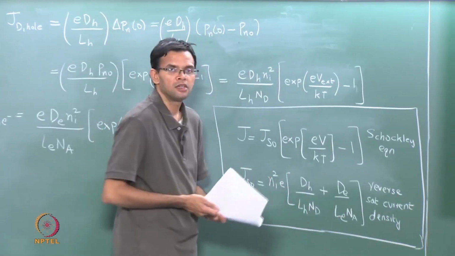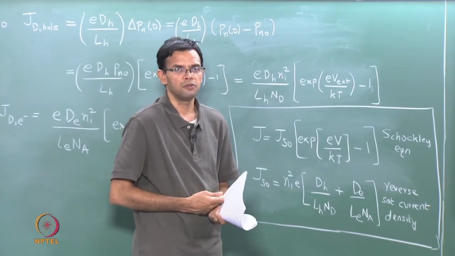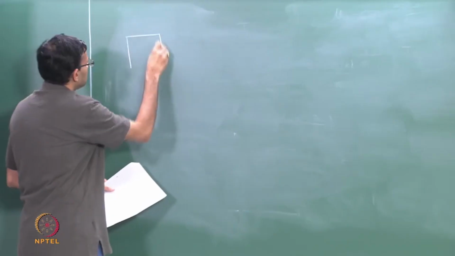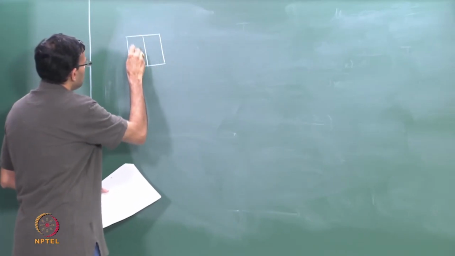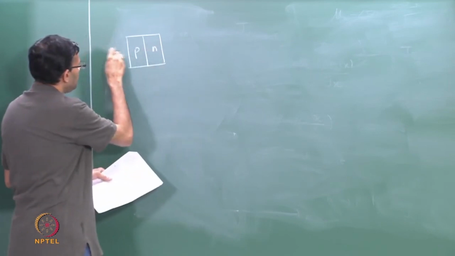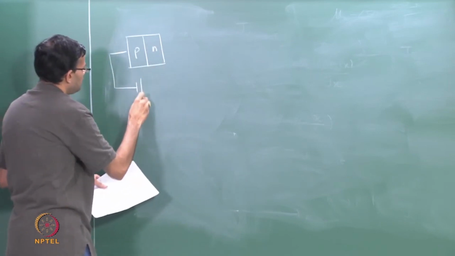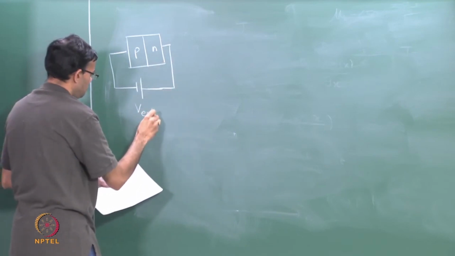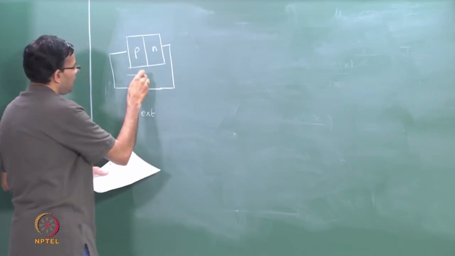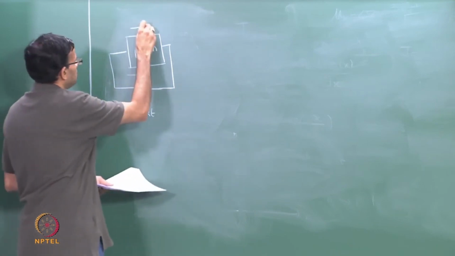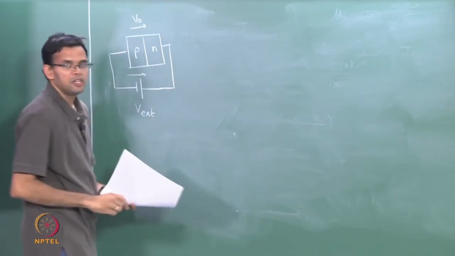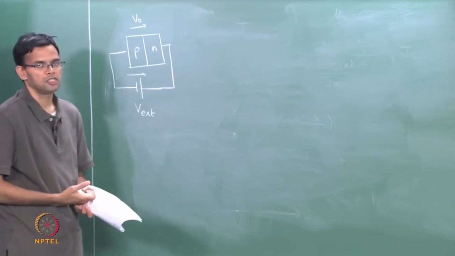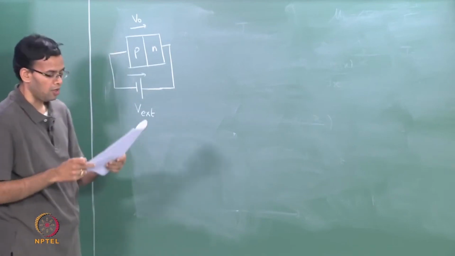So what happens if you now apply a reverse bias to the PN junction? If you apply a reverse bias, we connect the P to the negative and N to the positive. So this is your V external. V external now is in the same direction as V naught, which is your contact potential. So just like we did for a Schottky junction, you will find that the barrier has gone up.